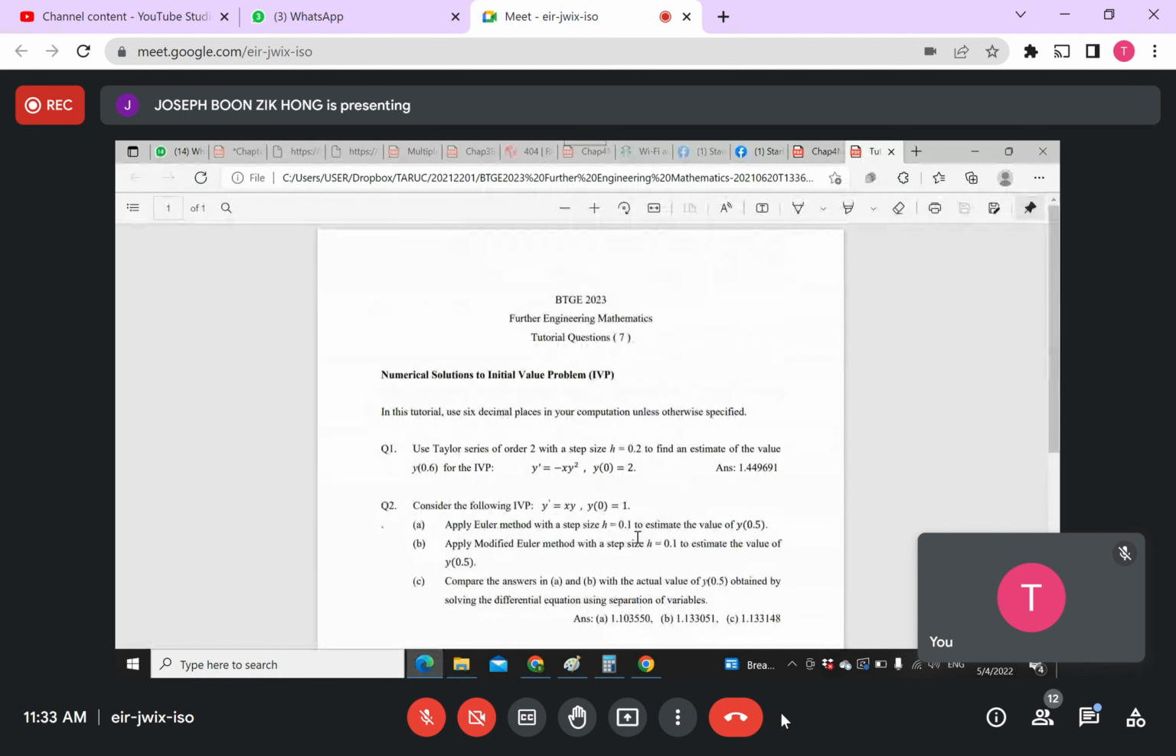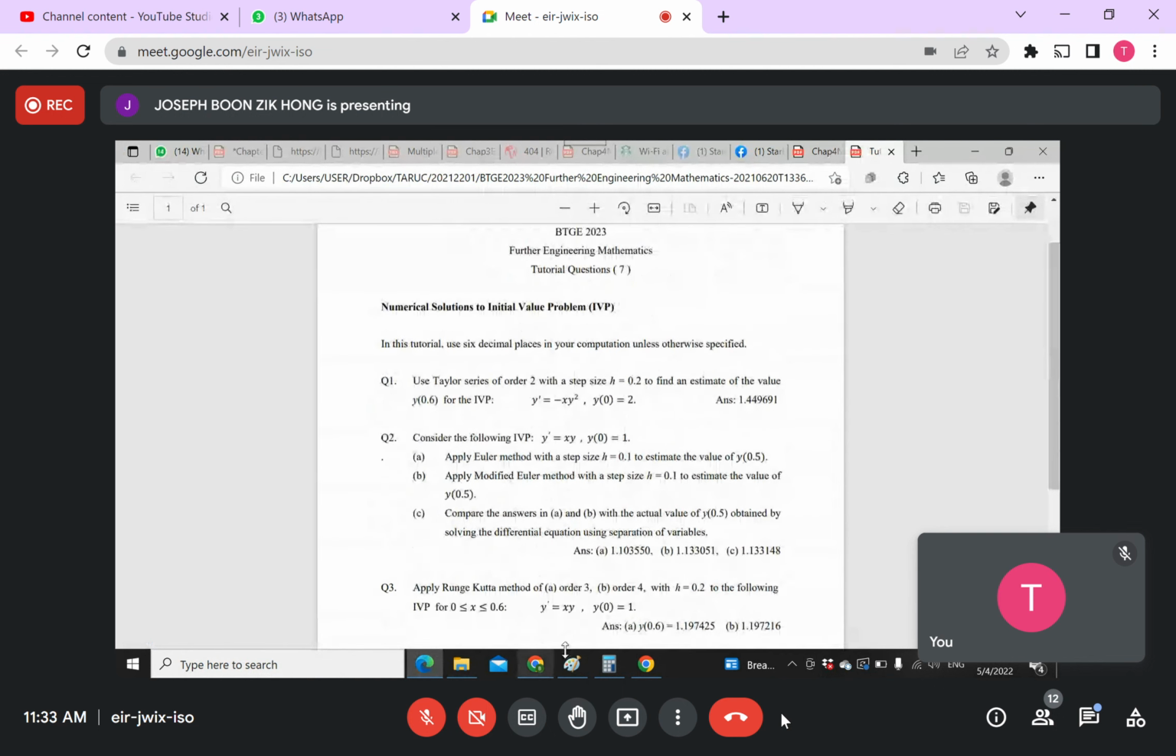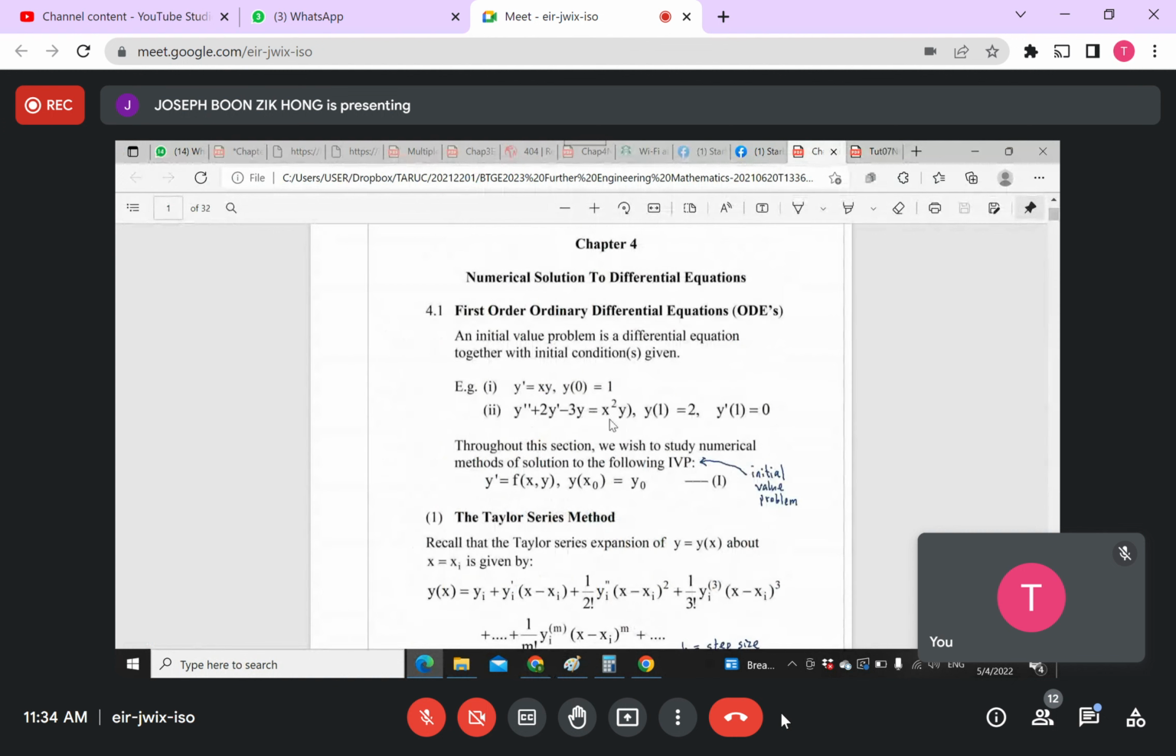Okay, so this is tutorial 7. But we have to start with Chapter 4 first. In Chapter 4, this is an ODE. When we talk about an ODE, that means we have dy/dx or dx/dt. You only have one independent variable and one dependent variable.